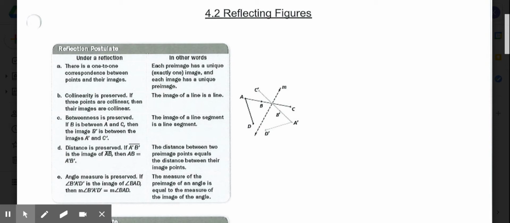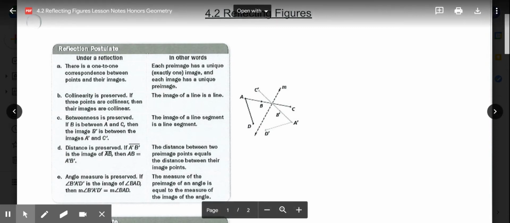And each image has a unique pre-image. Part B, collinearity is preserved. So if 3 points are collinear, then their images, 3 points, are also collinear. So the image of a line is still that line. Betweenness is preserved. So if B is between A and C, then the image B prime would be between A prime and C prime.